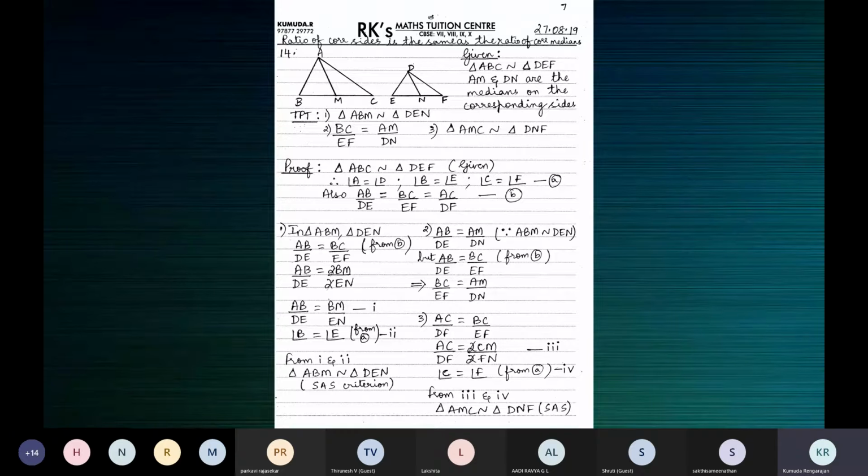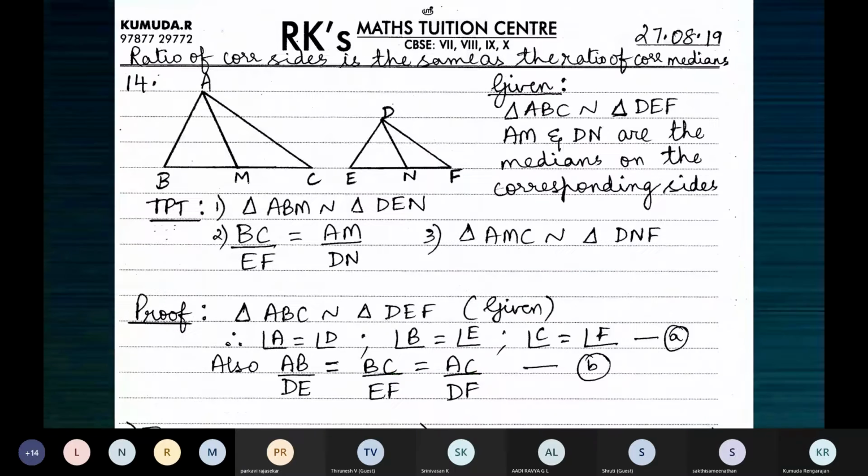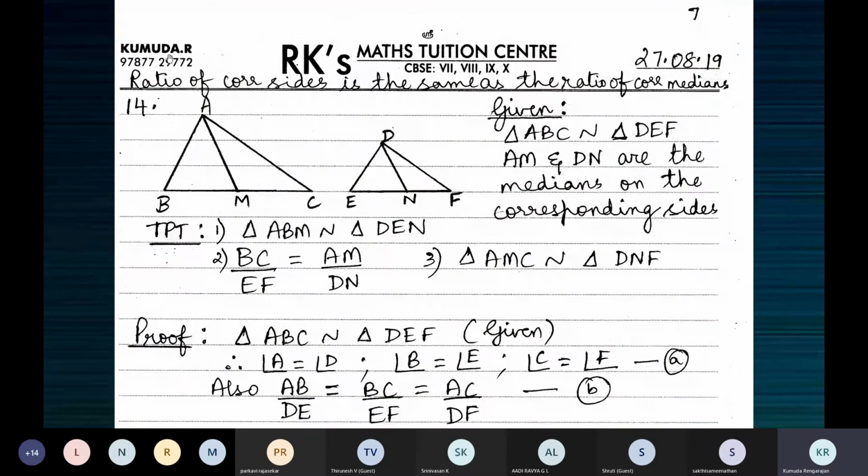Ma'am, can you repeat the notes? Now, what you see right on top, see here, Srinivasan. Please write this: in two similar triangles, the ratio of corresponding sides is the same as the ratio of the corresponding medians. On top we have it here.